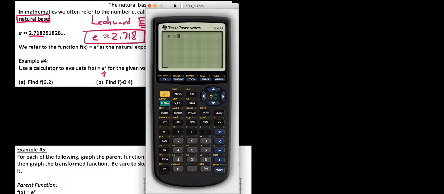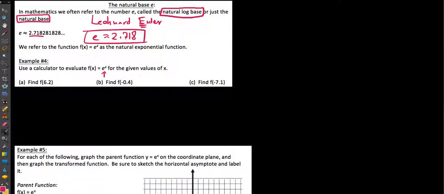So let's take a look at this right here. It says use a calculator to evaluate f of x equals e to the x for the given values of x. Since we're doing some evaluating here, we're just going to build a table, x, f of x. We're going to plug in a few values here, going left to right. Let's start with negative 7.1, then the next x value on the number line would be negative 0.4, and then we would have positive 6.2.